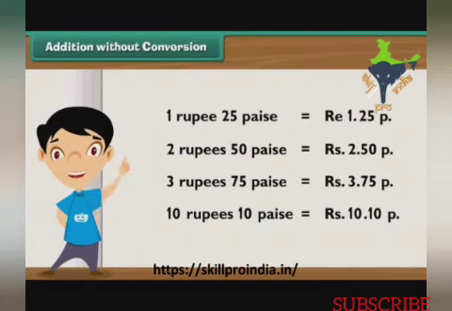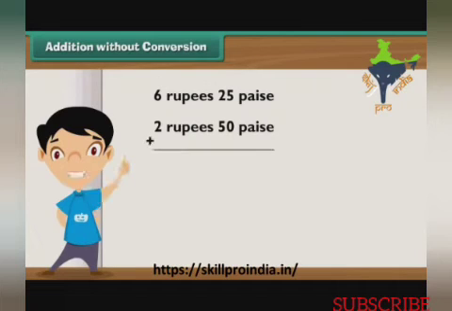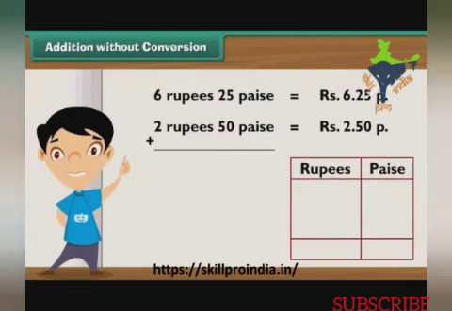Let us now perform additions without any conversions. Let's add 6 rupees 25 paise and 2 rupees 50 paise. First, write 6 rupees 25 paise as rupees 6.25p. Just below it, write 2 rupees 50 paise, rupees 2.50p, in such a way that the rupee part falls in the rupee column and paise part falls in the paise column.